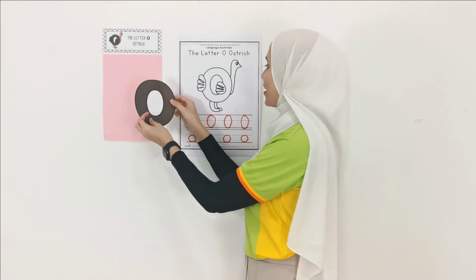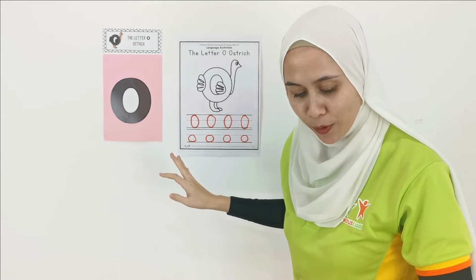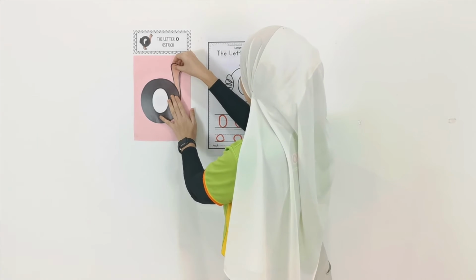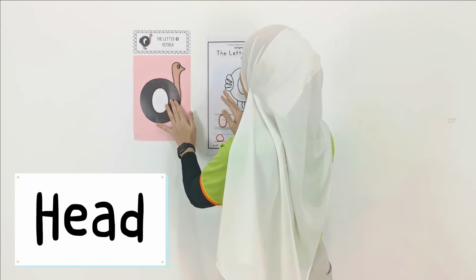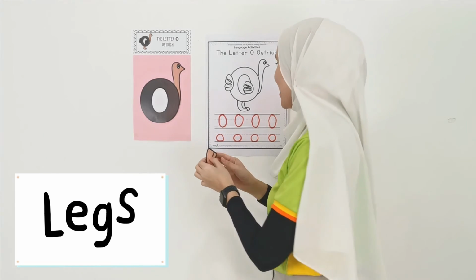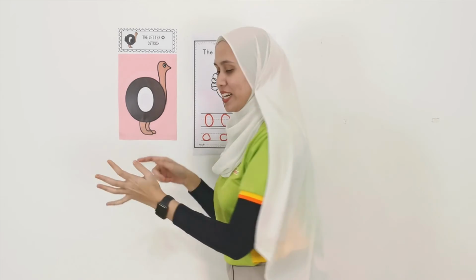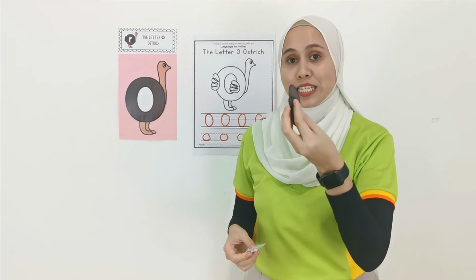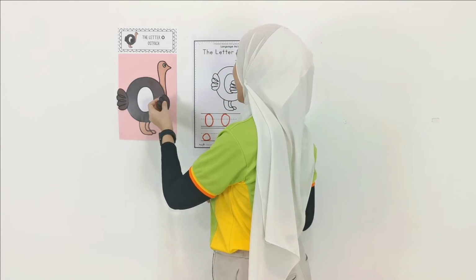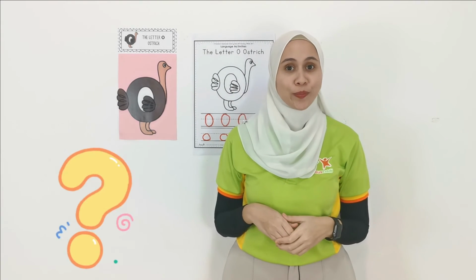Now, first, O in the middle. Use your glue and put it in the middle. And then, the ostrich head. There you go, like that. And then we are going to put the legs over here. Next one is, now let's put the feather over here and over here.